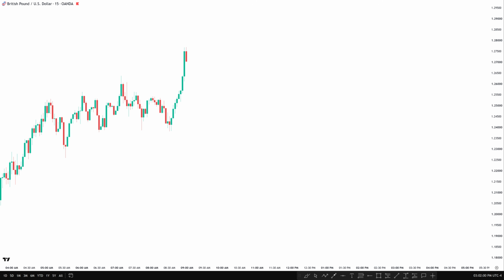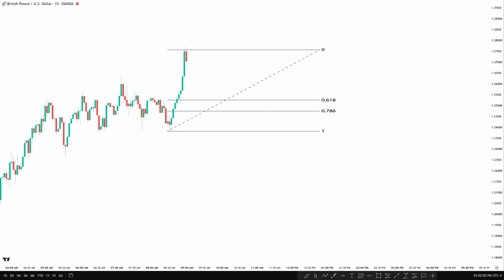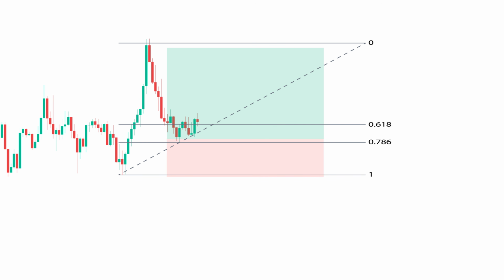Take the British pound against the US dollar 15-minute chart as an example. Price is clearly moving higher. So we draw a Fibonacci retracement over the latest impulse and place a buy limit inside the golden zone, expecting the pullback to continue the trend. Instead, the price keeps falling and the trade fails.